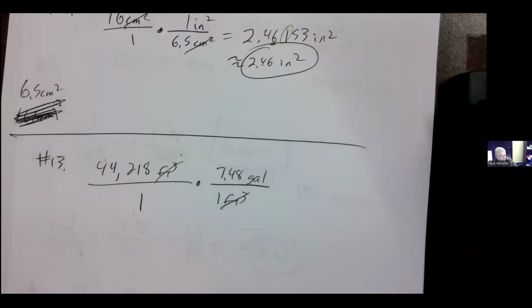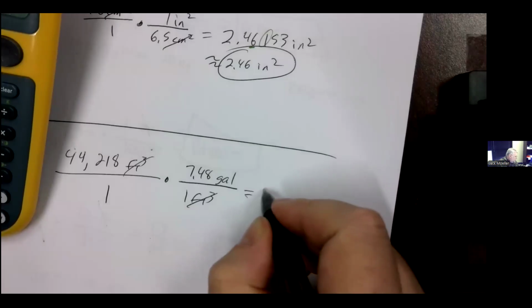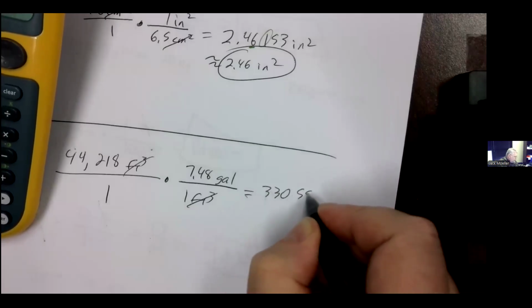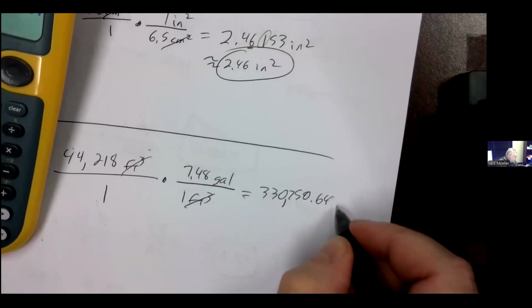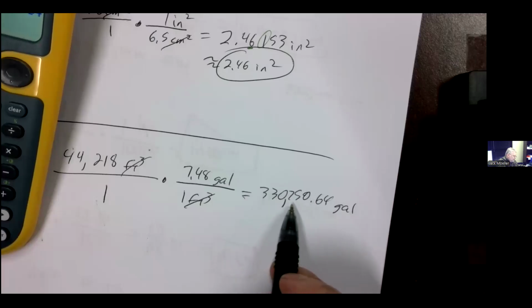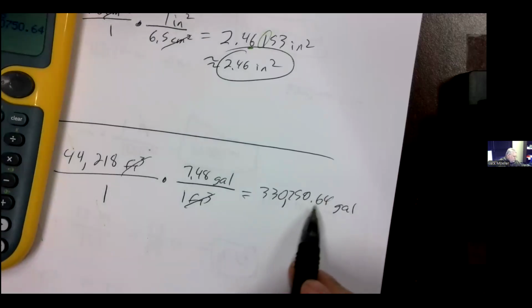44,218 times 7.48. So we have 330,750.64. So 330,000 and some change gallons. Now, since this is a big number, my first thought was we usually don't have a decimal. Looking at the instructions in MyMathLab, it says round to the nearest whole number. This also happens a lot in the volume and surface area chapter, like section 10.5. If we're rounding to the nearest whole number, that is the ones place value. 6 says round that up.